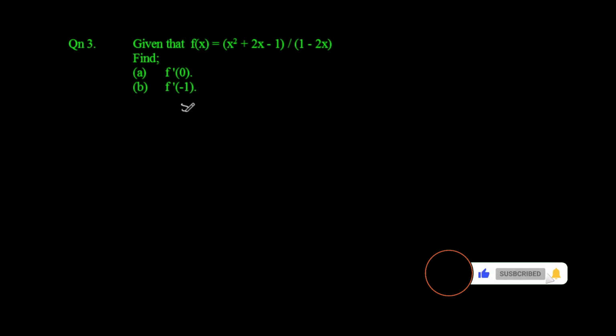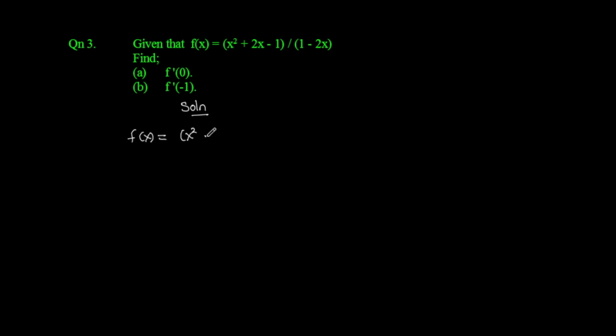So without wasting time, let's dive into the video, and we can start by rewriting our function here. We are given the function f of x equals x squared plus 2x minus 1, then everything is divided by 1 minus 2x.